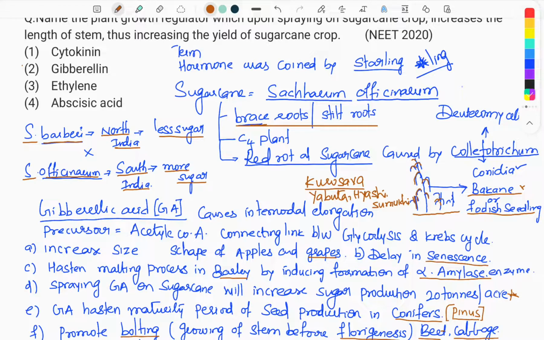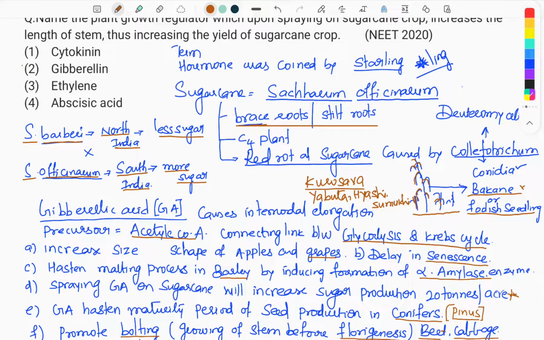So it is a growth promoting hormone, and its precursor is acetyl CoA. Auxin's precursor is tryptophan and zinc. Gibberellic acid's precursor is acetyl CoA, the connecting link between glycolysis and Krebs cycle that I wrote here. We know that cytokinin precursor is adenine, ethylene precursor is methionine, and abscisic acid precursor is isoprene. Isoprene is the monomer of rubber. So abscisic acid is a sesquiterpenoid.